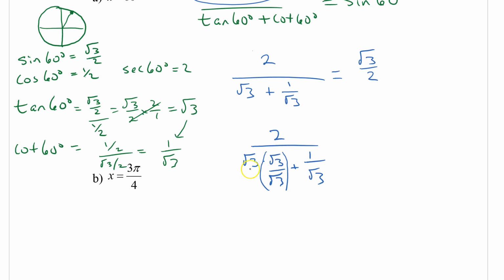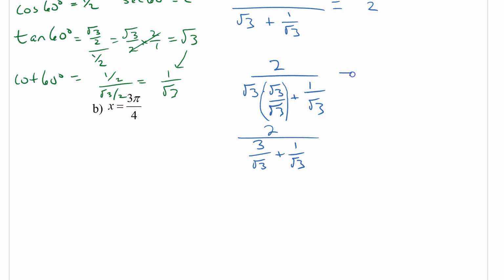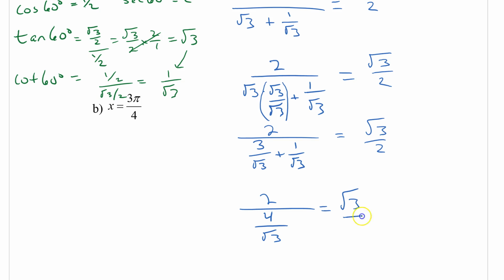So what do I get? Root 3 times root 3 is equal to 3. So this will be my new denominator. Kind of running out of room here a little bit. So my next step will be, and that still is equal to root 3 over 2 equals root 3 over 2. So now I'll get 2 all over 3 plus 1, which is 4 over root 3, equals root 3 over 2.